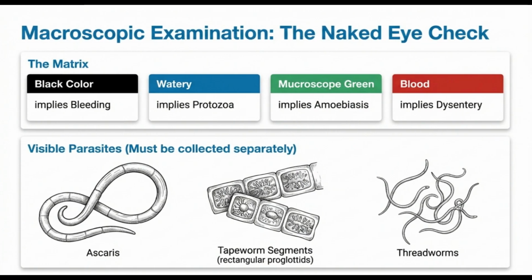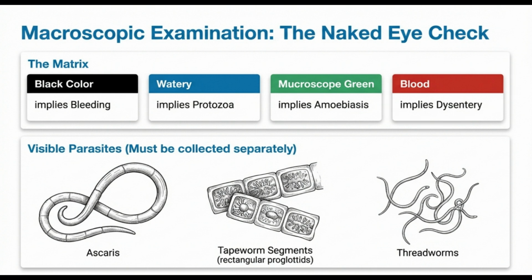Okay, let's zoom in on that very first step, the macroscopic examination, or what we call the naked eye check. Before a microscope even enters the picture, we're looking for clues in the sample's matrix. What does the color tell us? Black could mean old blood. A watery consistency might point towards protozoa. Greenish mucoid samples, maybe amoebiasis. And of course, visible blood can be a sign of dysentery.